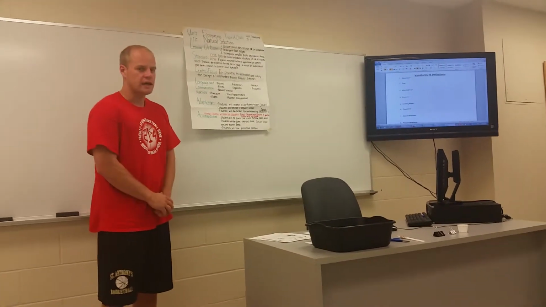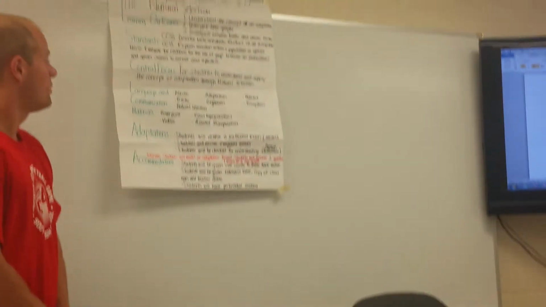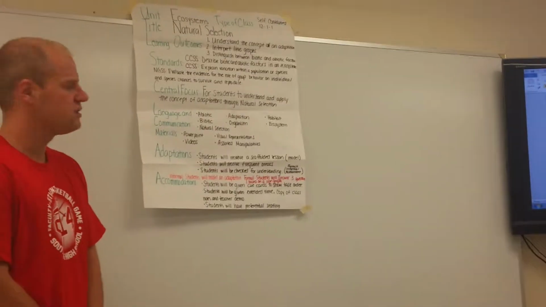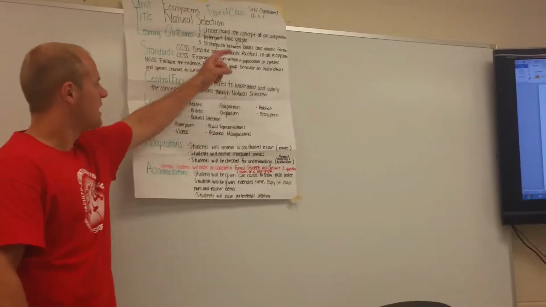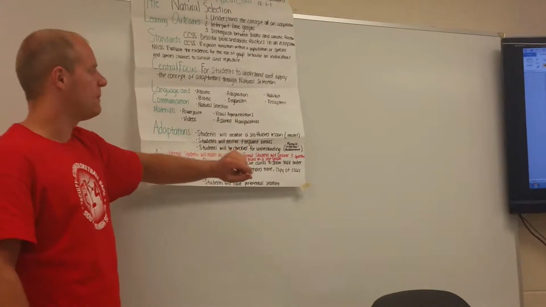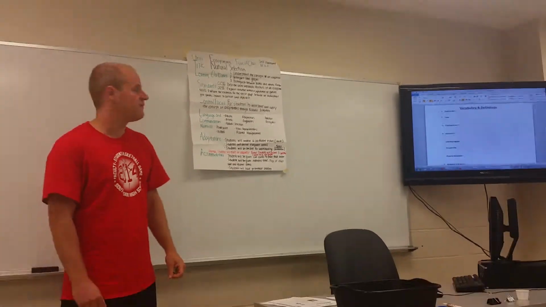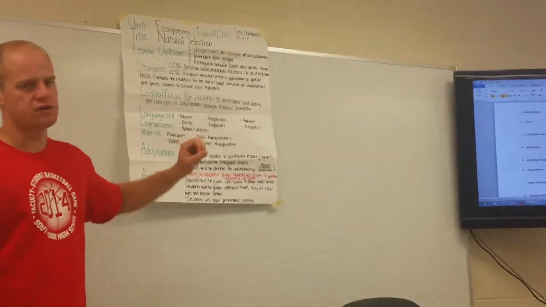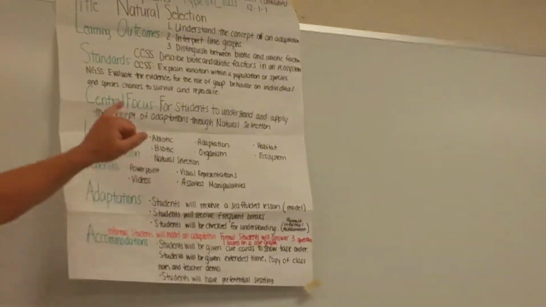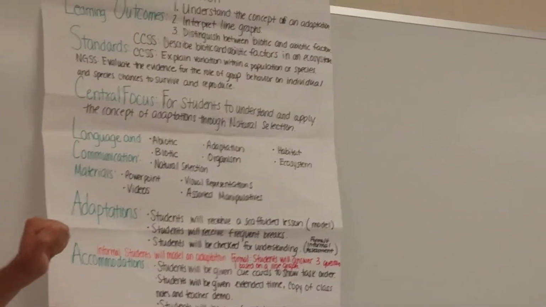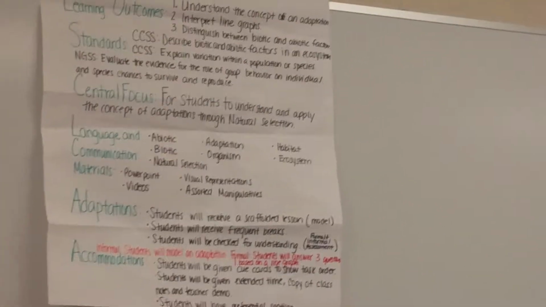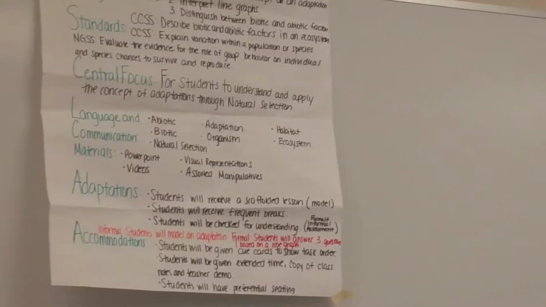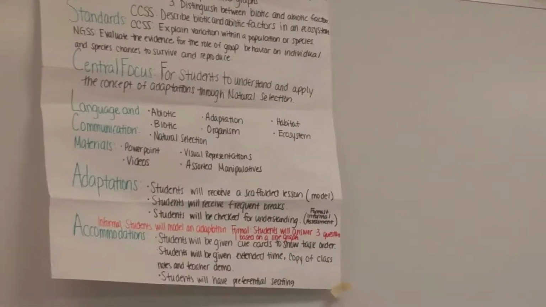My 3 learning outcomes are to understand the concept of adaptation, to interpret line graphs, and distinguish between biotic and abiotic factors. I will also have 2 Common Core state standards. In addition, I will have a Next Generation Science Standard where we evaluate the evidence for the role of group behavior on individual and species chances to survive and reproduce.